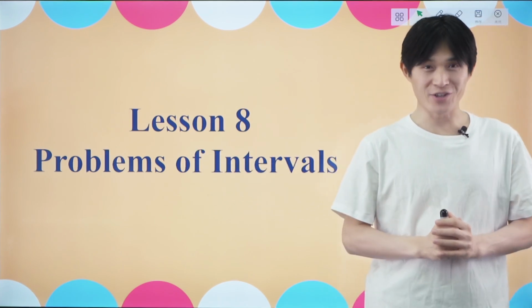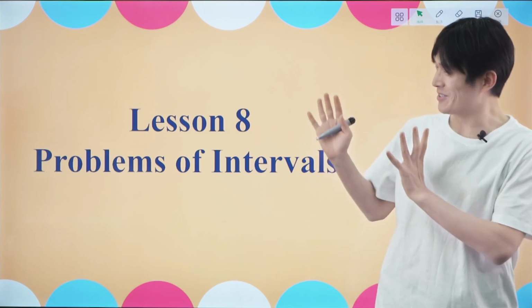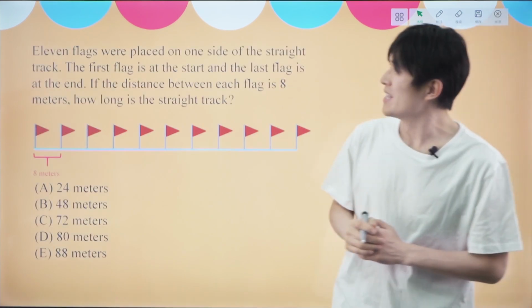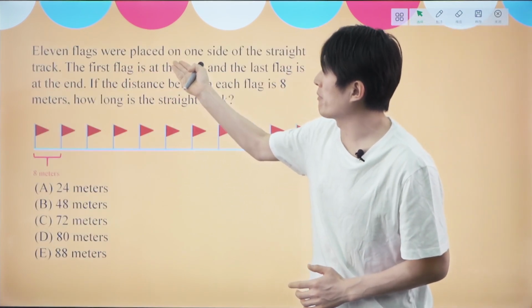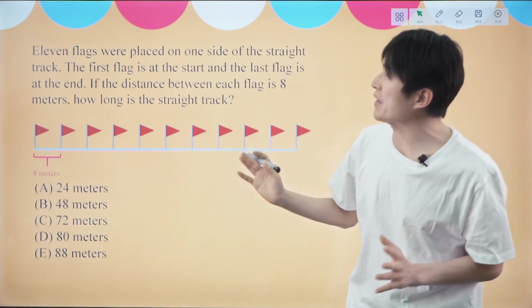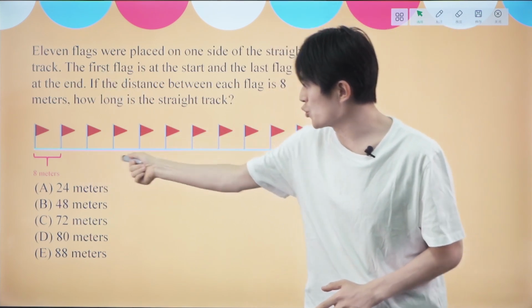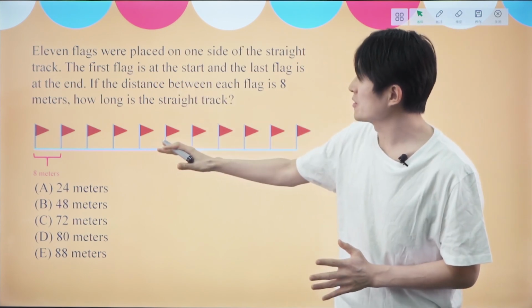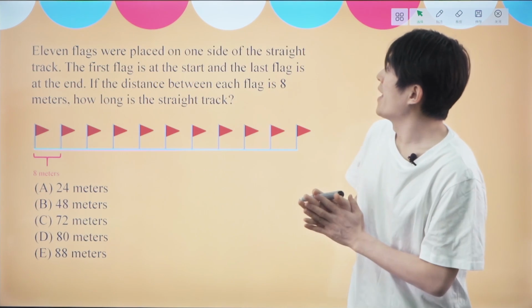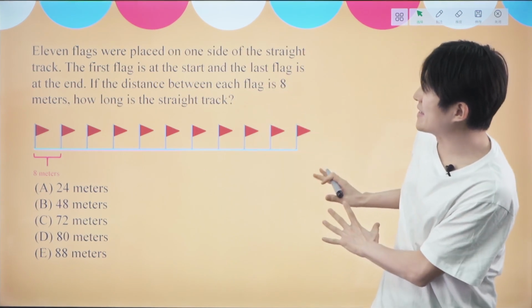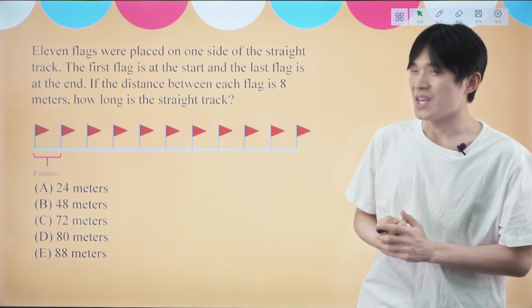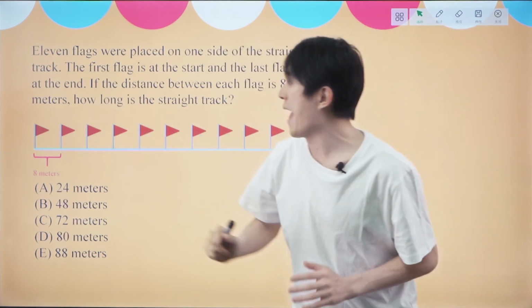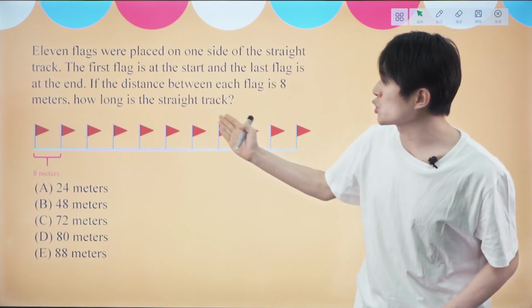Problems of intervals. Let's solve some problems together. Ready? Go. 11 flags were placed on one side of the straight track. The first flag is at the start. There you go. And the last flag is at the end. If the distance between each flag is 8 meters, how long is the straight track?